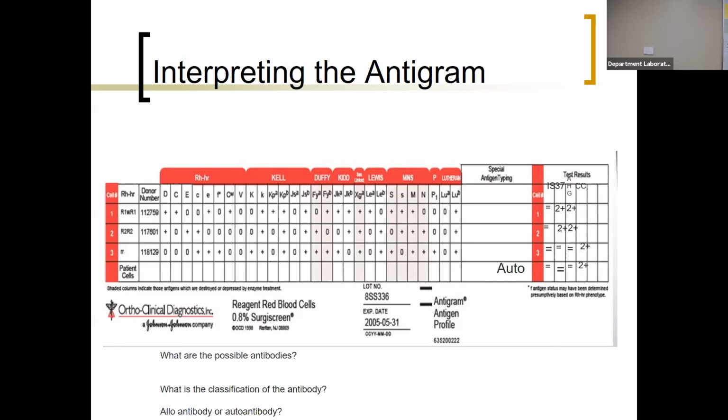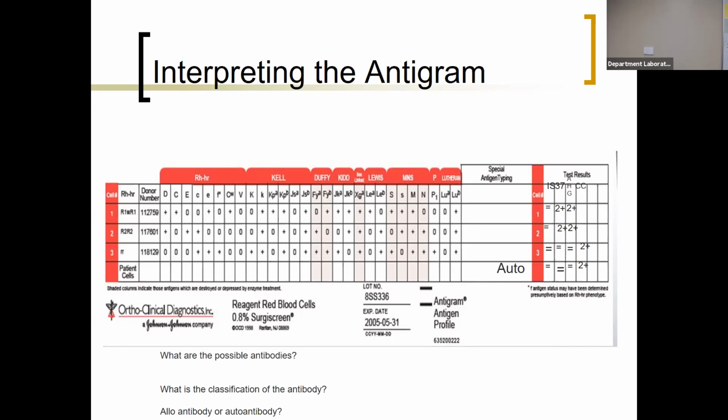What about Chelano? Chelano is in the Kel family. It's a high frequency antigen. Notice that it's on all 3 screening cells. 99% of the population are positive for the Chelano antigen. All right, so it's very rare to find a Chelano antibody because everybody's Chelano positive. KPA and KPD are also in the Kel family. Again, they're a little bit more rare.